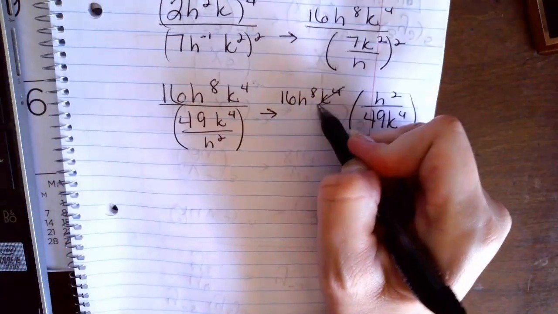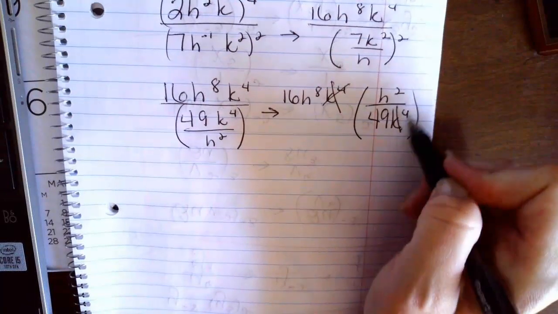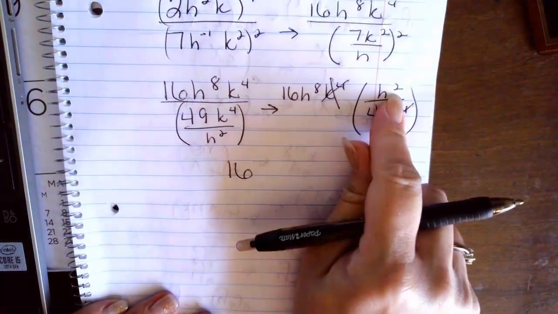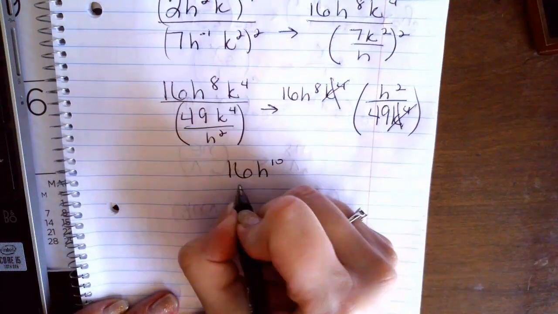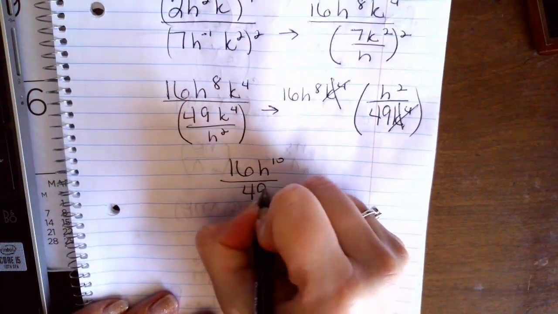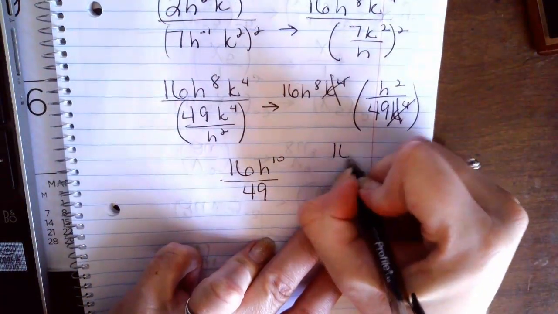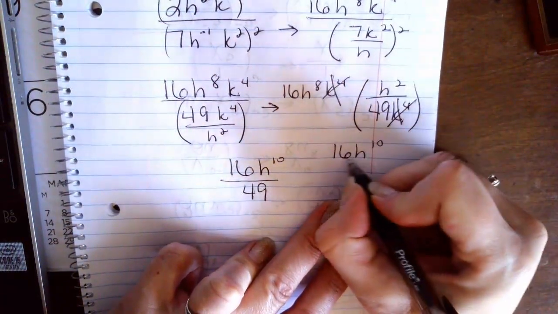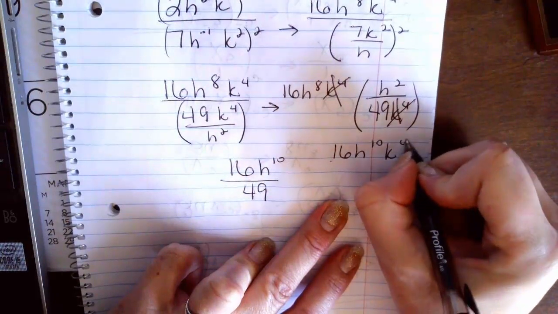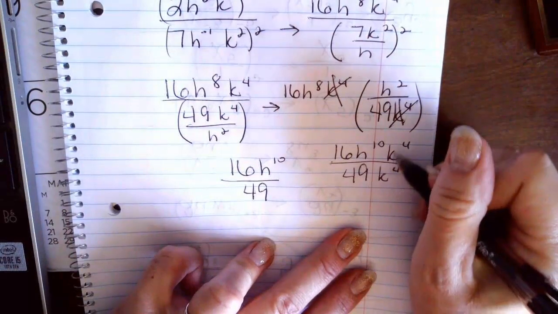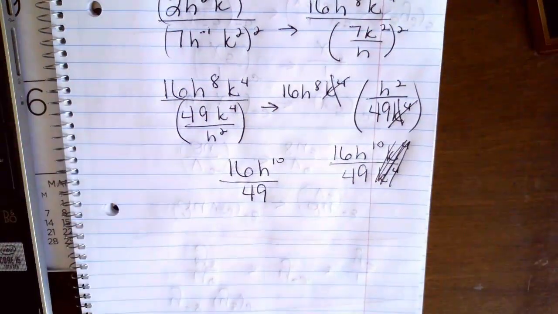Any number divided by itself is 1. I have 16 h to the 10th over 49. And if you hadn't noticed that yet, we could have written that as 16 h to the 10th k to the 4th over 49 k to the 4th, and then noticed it and still get the same answer.